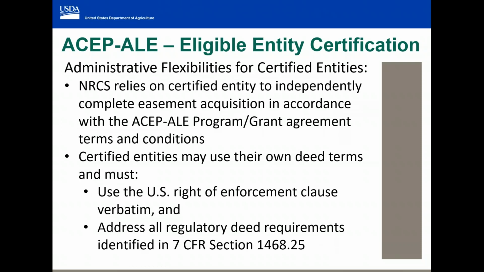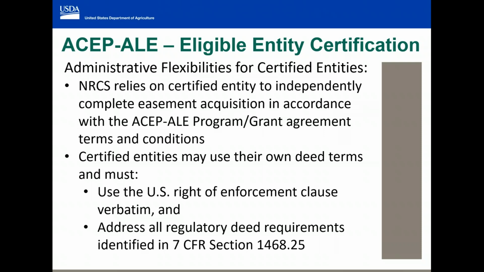So the benefits of certification are that the entity certainly plays a much more independent role in completing the easement acquisition. NRCS doesn't review any of the transaction items prior to closing, and so the entity is able to proceed with each transaction far more independently once certified. Additionally, certified entities can use their own deed terms. So in contrast to the use of the minimum deed terms that Matthew explained, which are attached to the cooperative agreement, under a grant agreement used by a certified entity, the requirement is simply that the regulatory deed requirements that appear in the ACEP regulation are met in whatever terms the entity crafts.